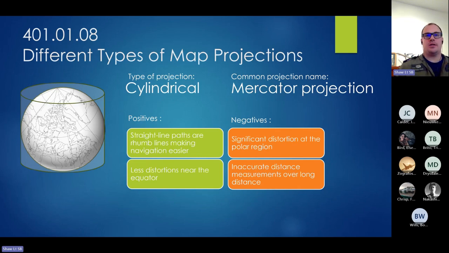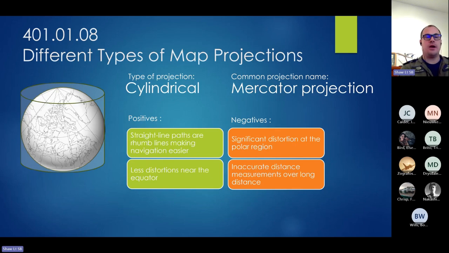Straight line paths on it are rhumb lines. If we drew a line between Winnipeg and Calgary, that's actually a rhumb line, so that's the same heading. There's less distortion near the equator, so the closer you get to the equator, the more accurate the map is for size. The negative is that the further away you get from the equator, the more distorted it gets. That's why Greenland is huge. It also gives inaccurate distance measurements over a long distance.